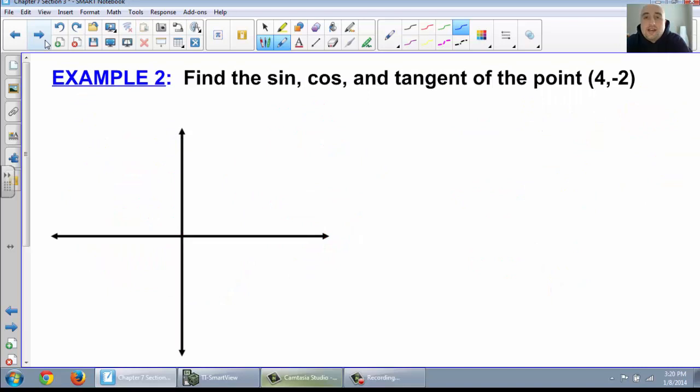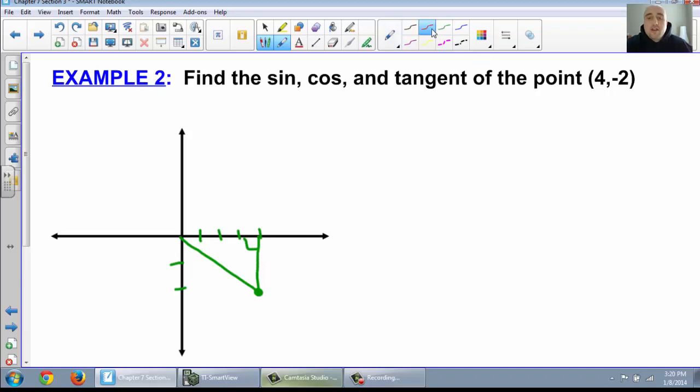All right, example 2. It says find the sine, cosine, tangent of the point 4, negative 2. Okay, so first thing we're going to do is plot 4, negative 2. Okay, 4 is 4 to the right. 1, 2, 3, 4. And negative 2, 2 down. All right, so I'm going to draw my triangle first.